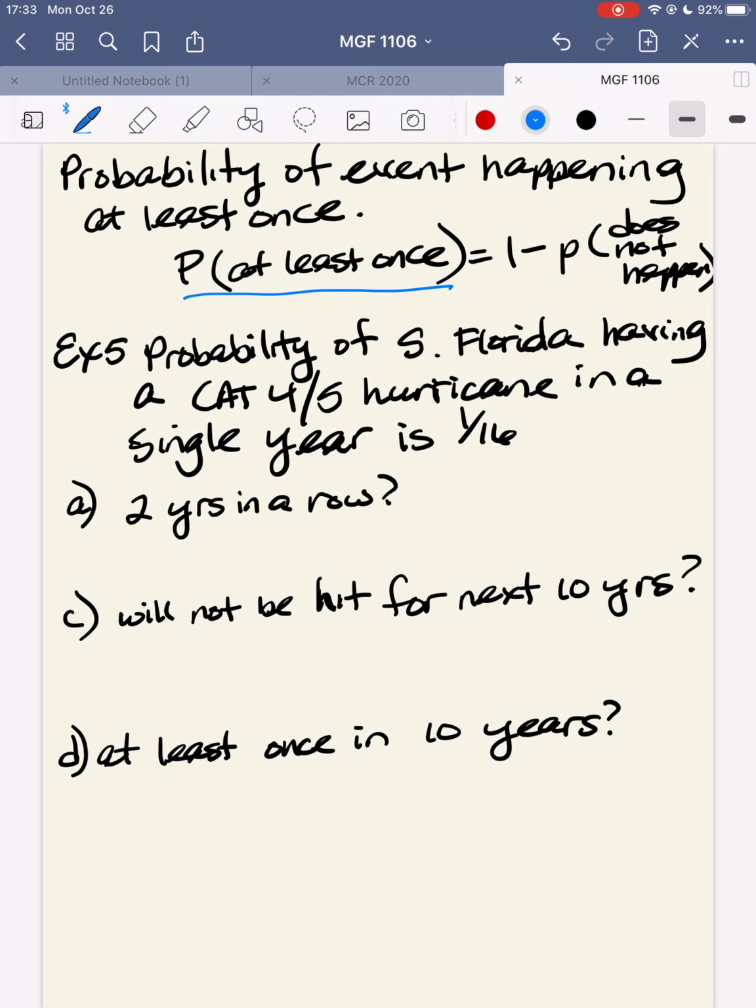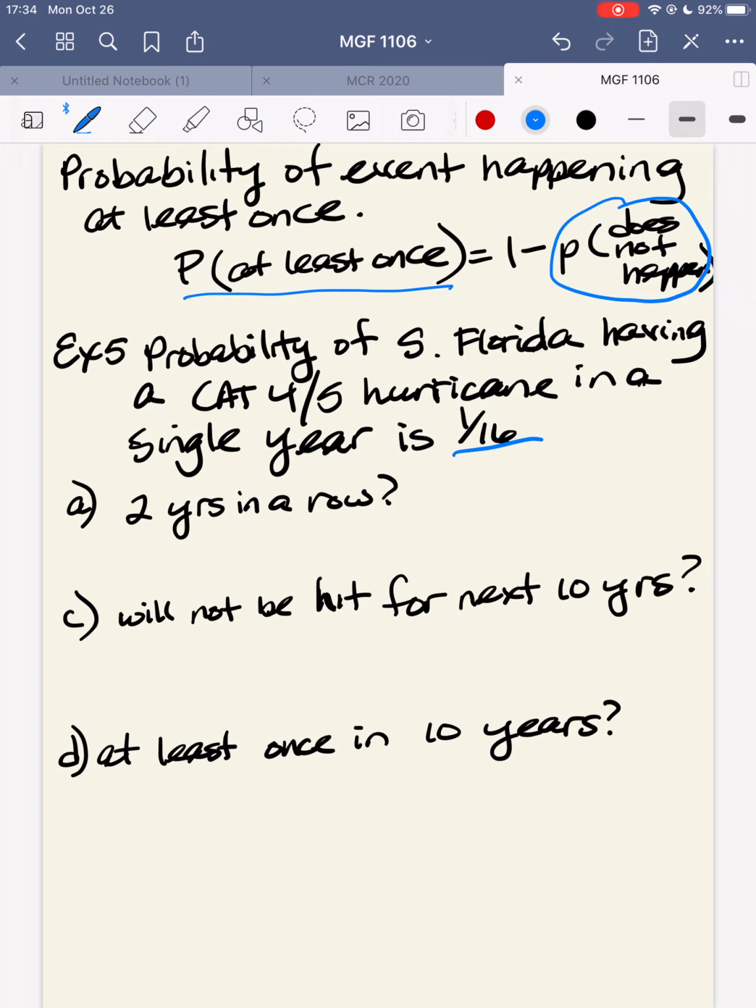And what we do is we take 1 and subtract it from the probability that that event does not happen at all. Okay, and we're going to look at hurricanes in South Florida. So we want to look at the probability of South Florida having a Category 4 or 5 hurricane. They tell us in a single year that is 1 over 16.